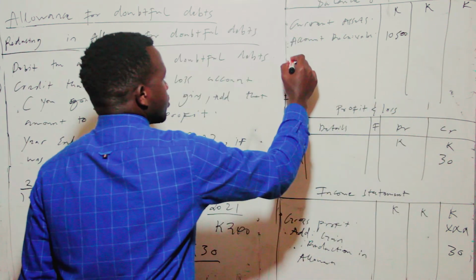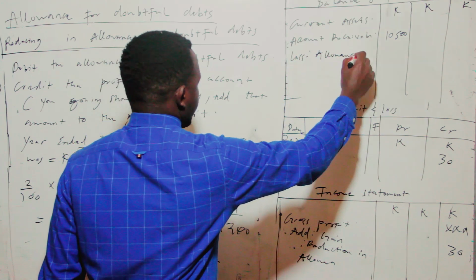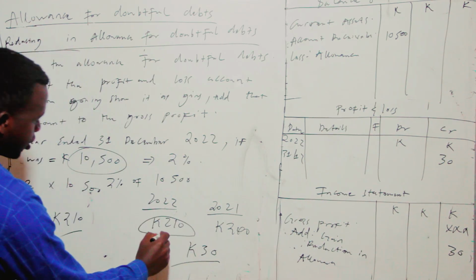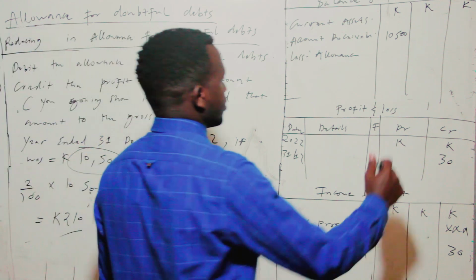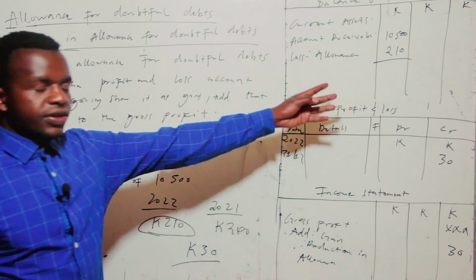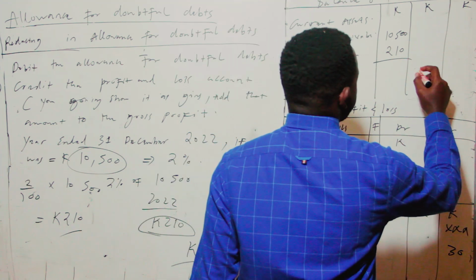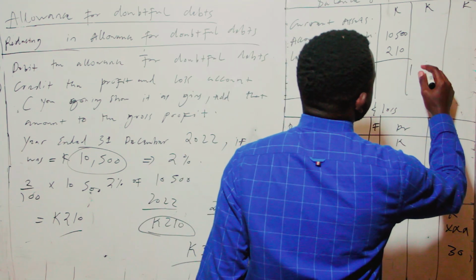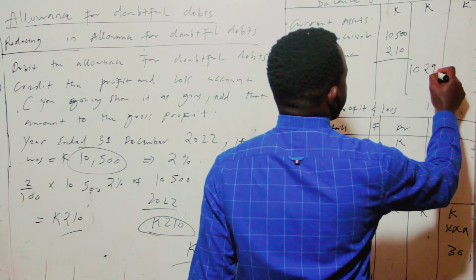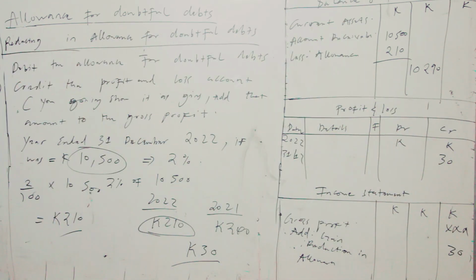So we have 10,500, and you're supposed to subtract the allowance. And the allowance for the year 2022 is 210. So we're going to say 210. So when we say 10,500 minus 210, we're going to have 10,290. So that's how you can show the balance sheet.